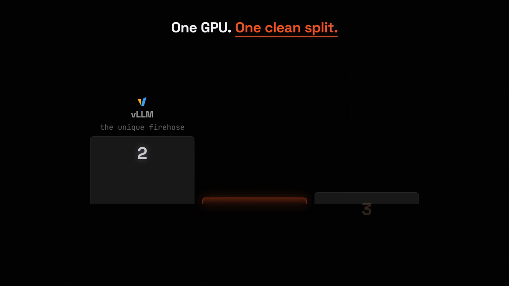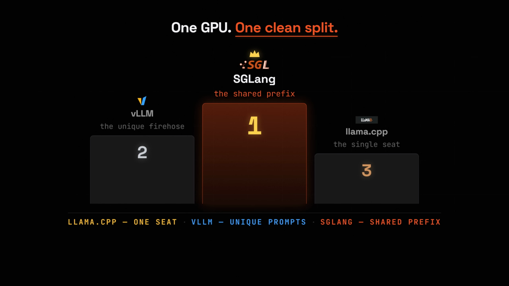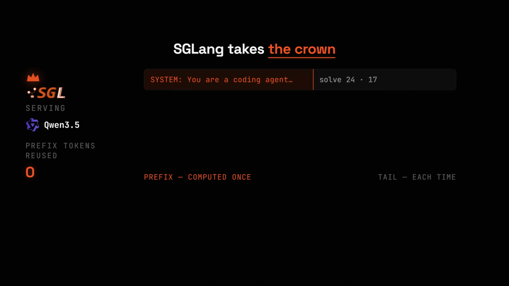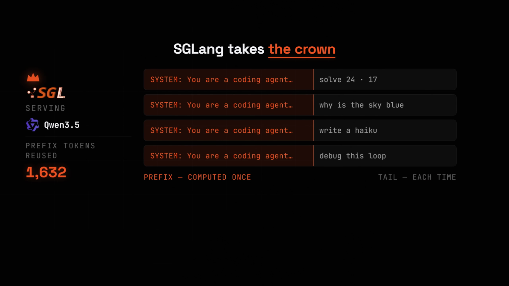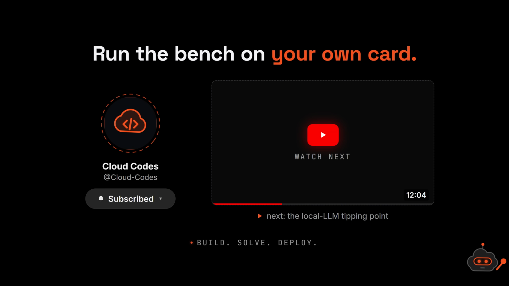3 servers, 1 GPU, 1 clean split. llama.cpp owns the single seat and the laptop. vLLM owns the unique prompt firehose and the oddball hardware. And SGLang owns the shared prefix workload that real serving is actually made of, which is why it takes the crown for serving Qwen. If you serve a local model to more than yourself, SGLang plus Qwen is the fastest thing you can stand up today.